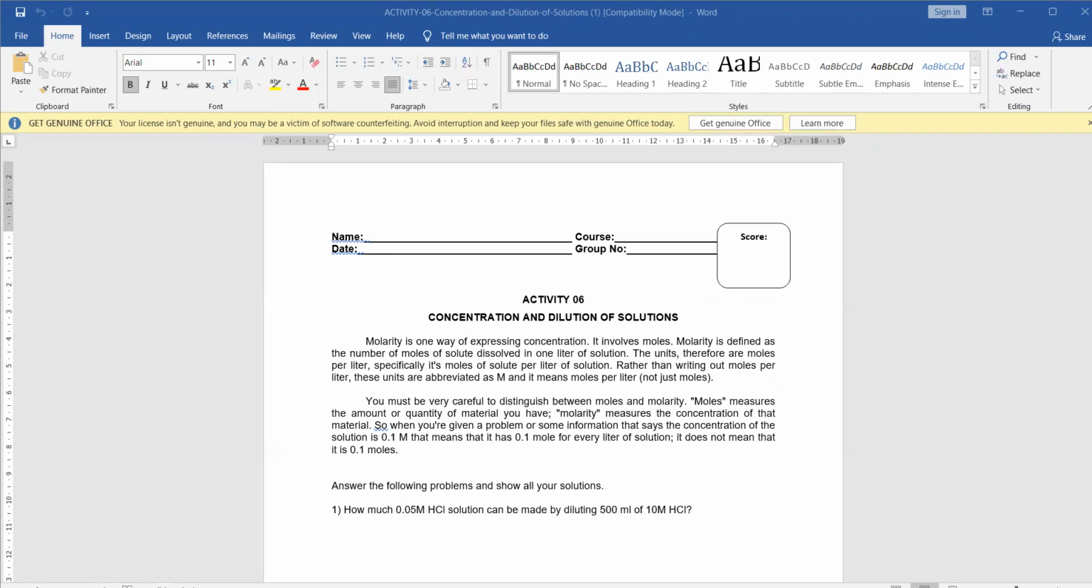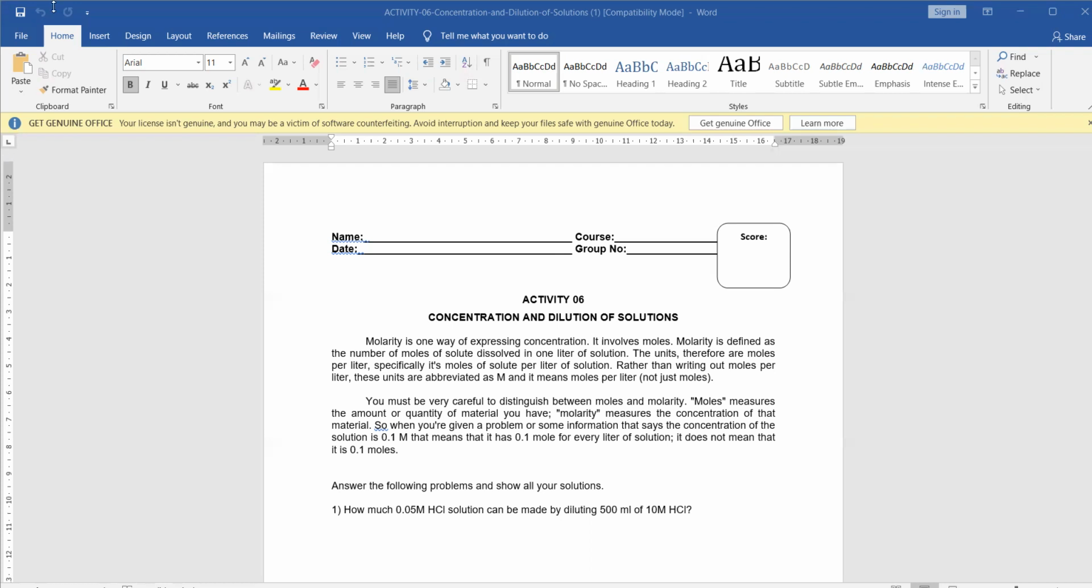Now, aside from knowing the different types of chemical reaction, it is also important for us to know how to compute for the concentration of the solutions we have in the laboratory, and at the same time it is also important for us to know how to make or formulate new solutions with new concentrations. So in this case, we will just concentrate sa molarity.